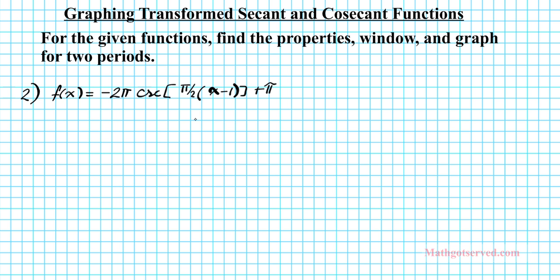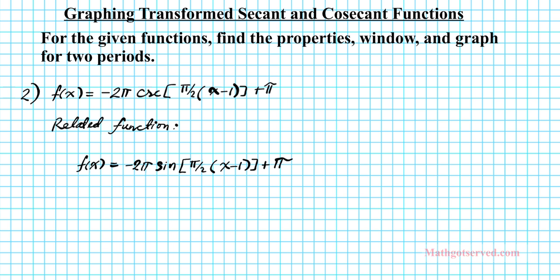Okay? All right, now since this is a reciprocal function, we have to use the related reciprocal function to graph this function. So what is the related function here? Let's write that down. The related function is f of x equals negative 2 pi sine of pi over 2 times x minus 1, plus pi.